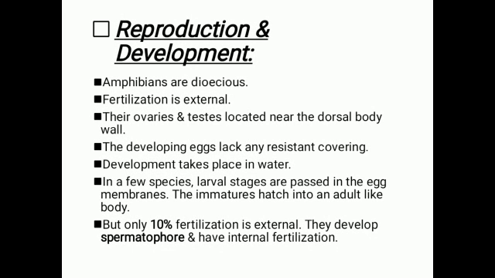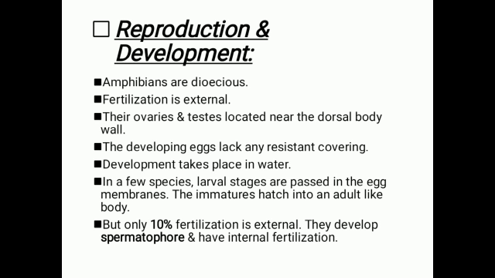Reproduction and development. Amphibians are dioecious. Fertilization is external. Ovaries and testes are located near the dorsal body wall. The developing egg lacks a resistant covering. Development takes place in water. In a few species, larval stages are passed in the egg membrane. The immature hatch into an adult-like body.